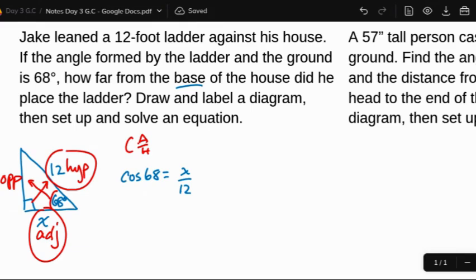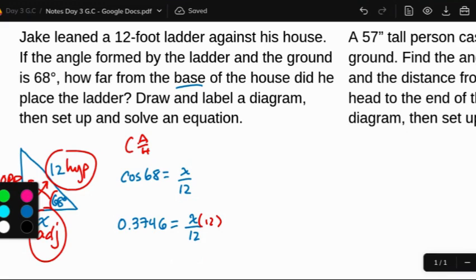And when I multiply both sides by 12, well, let's convert this into a decimal first. We have 0.3746 for cosine of 68. And now when I multiply both sides by 12, I get a decimal of about 4.5 for x.